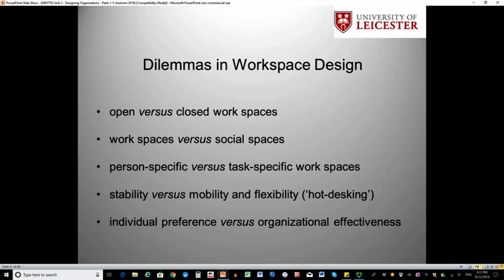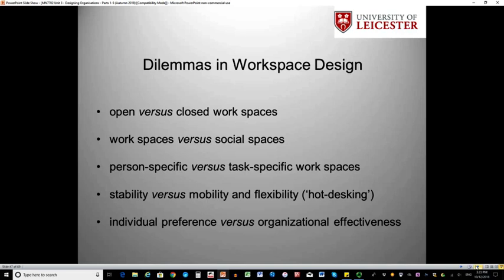should be workspace, very clearly workspace, and how much should be more social space, how much should be focused on person-specific requirements and that on task-specific workspaces, how much should we focus on stability, i.e. individuals having their own desk where they can stamp their identity, or enforcing mobility and flexibility through, for example, hot desking. And how much should we focus on individual preferences for organising and workspace design in relation to organisational effectiveness, and how are these two things related?